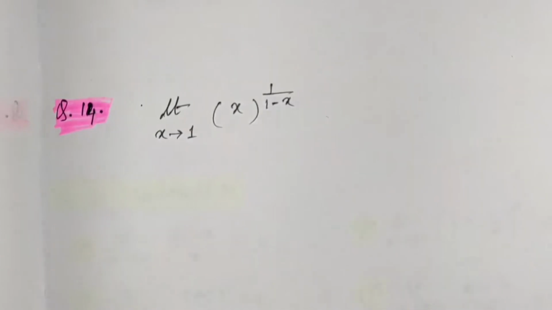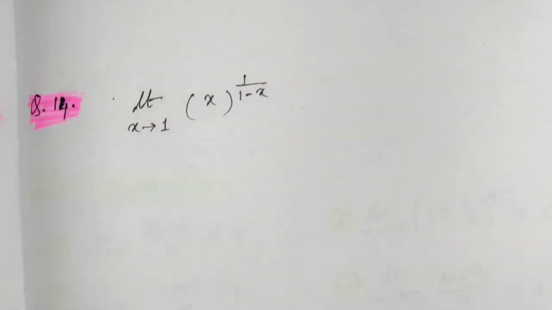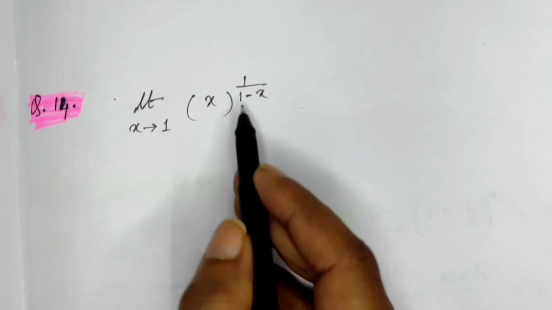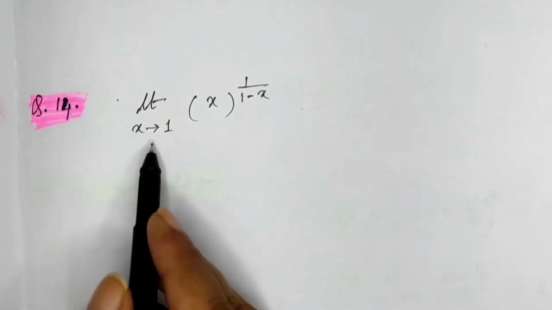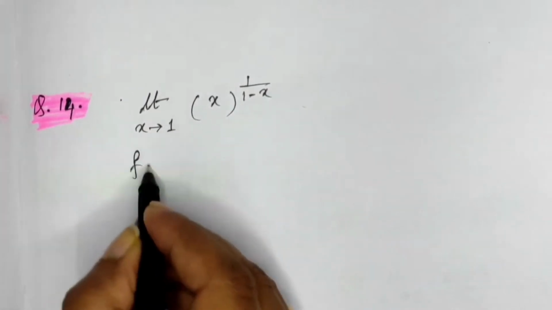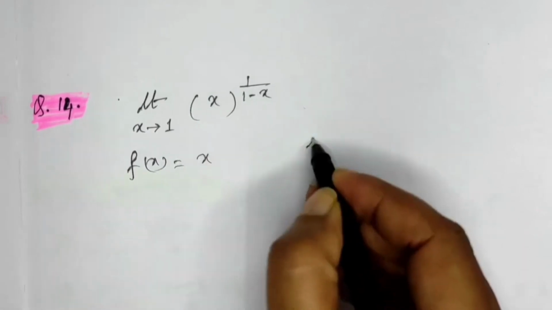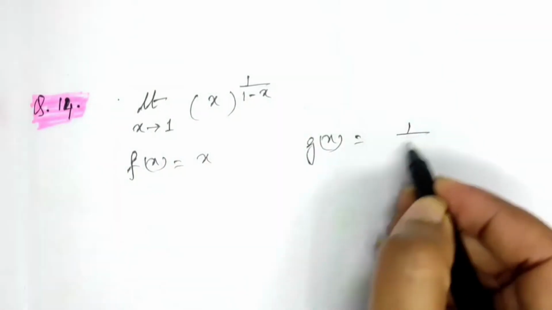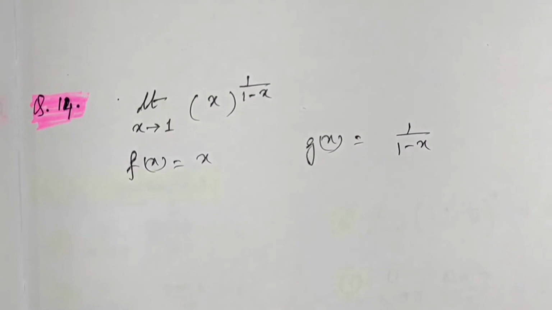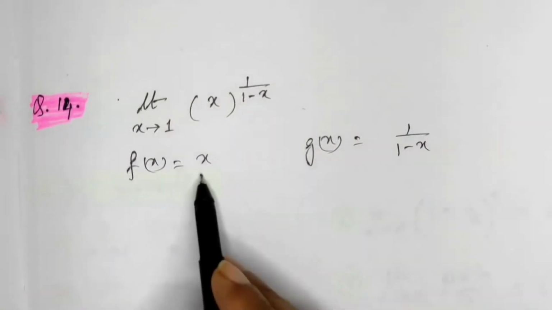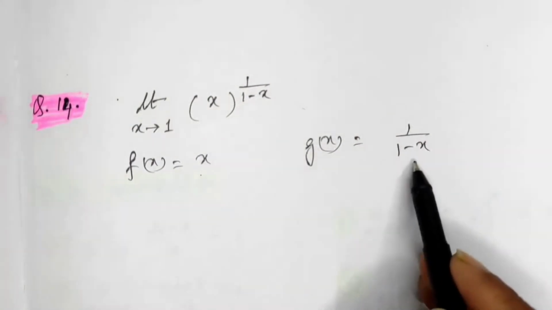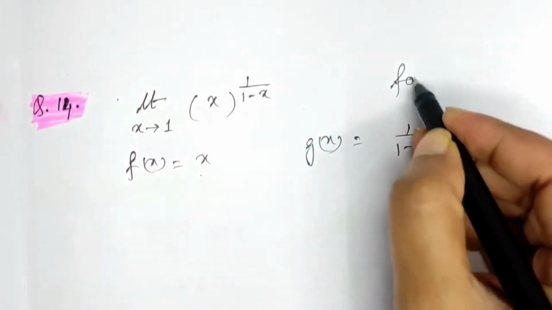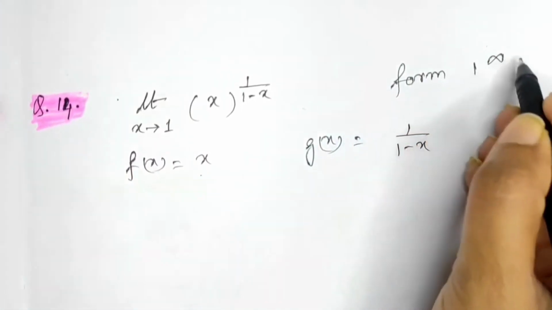And one last example for this lecture is this one, and that is x to the power 1 minus x, and the limiting value is x tends to 1. Here we say that f(x) is equal to x and g(x) is equal to 1 by 1 minus x. So that when x tends to 1, this is 1 and this one is definitely infinity. Yes, and it is in the form of 1 to the power infinity.